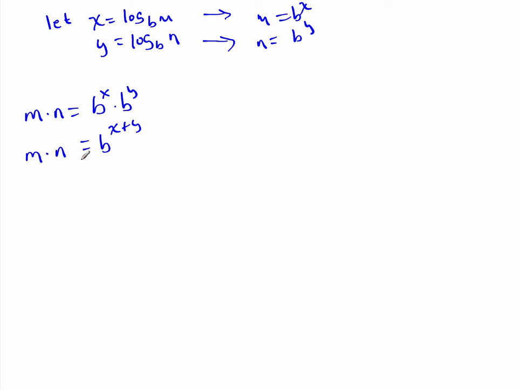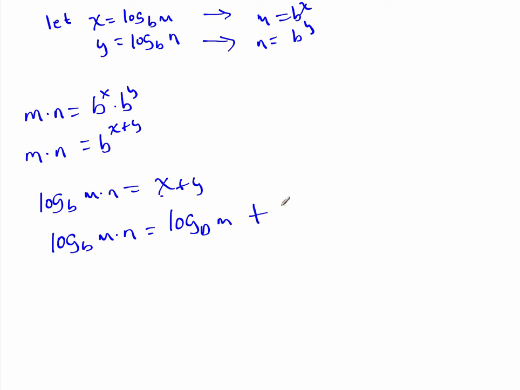Now I have it in exponential form. Let me put it in logarithmic form. This tells me the log base b of m times n is equal to x plus y. But what were x and y? Well, x is the log base b of m and y is the log base b of n, so log base b of m times n is log base b of m plus log base b of n. It's kind of a cool derivation.